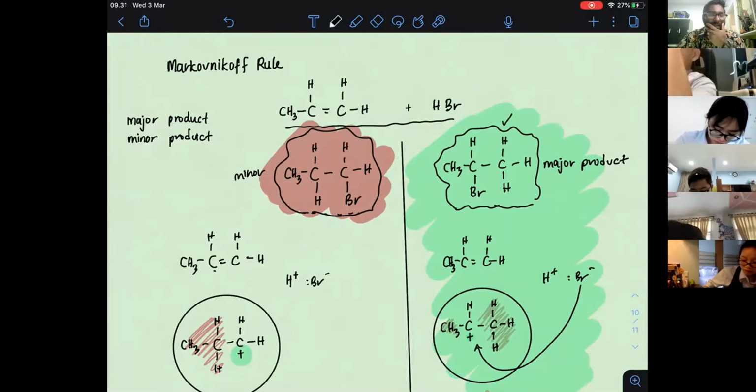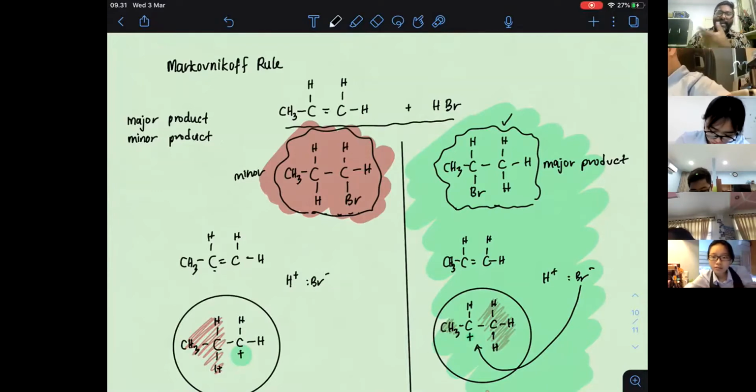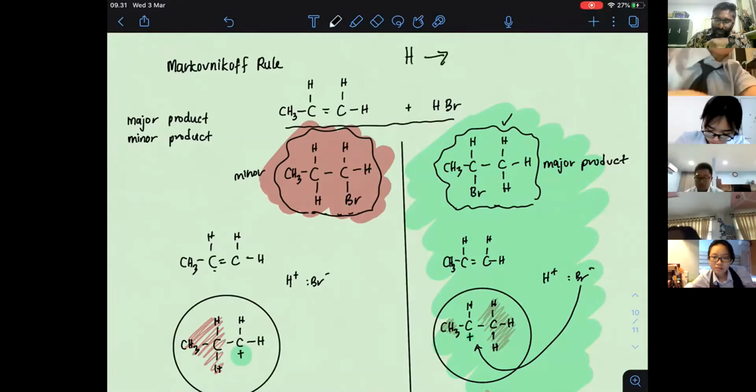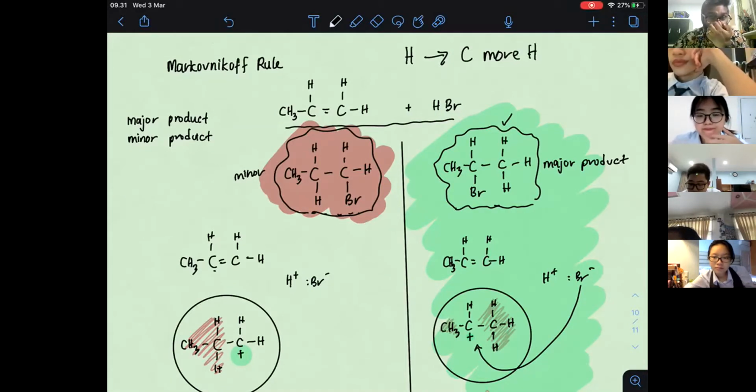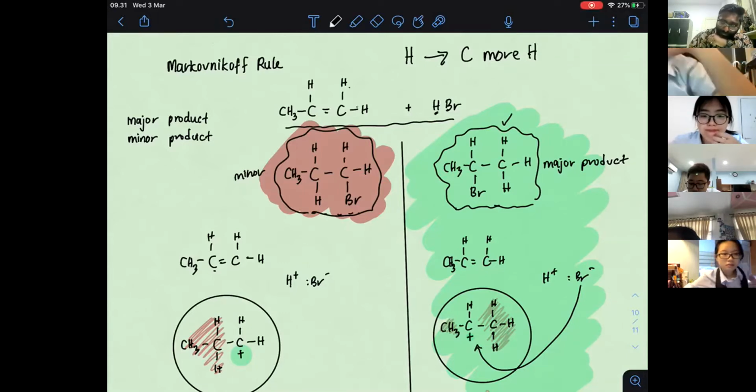Of course, rules will be there, concept will be there. So is there any easiest way to follow? The easiest way is like this: hydrogen always goes to the carbon that has more hydrogen. Please remember this. Hydrogen will always go to the carbon that has more hydrogen attached to it. You see here, this carbon has two hydrogen. This carbon is directly attached with one hydrogen. Where do they go? They go here.